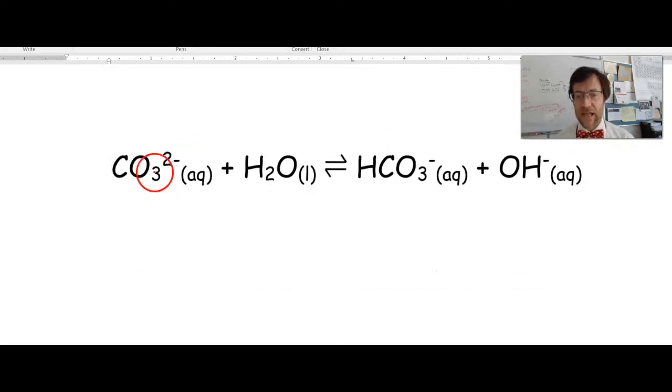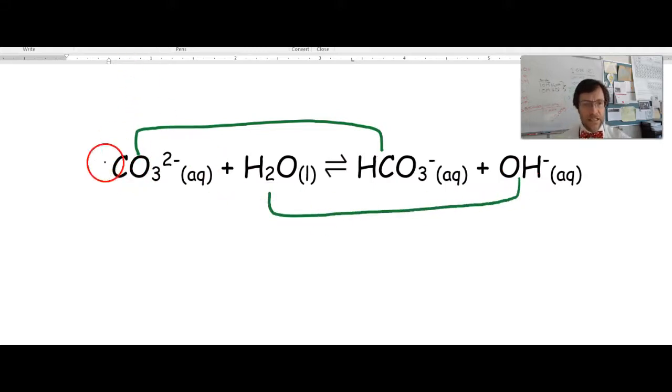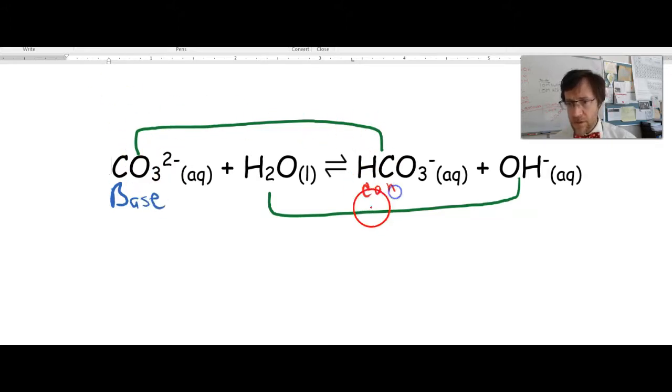I think I'm getting the hang of this. I think I can do this. All right, let me see what this one is. CO3. Yep, this one. These two look like they're partners because they're different by only one hydrogen. And these two are different by only one hydrogen. Lovely. So what is this thing? Is this an acid or a base? Okay, so it's going to gain a hydrogen ion. So I'm going to call this a base. And if that's a base, its partner is going to be a conjugate acid.